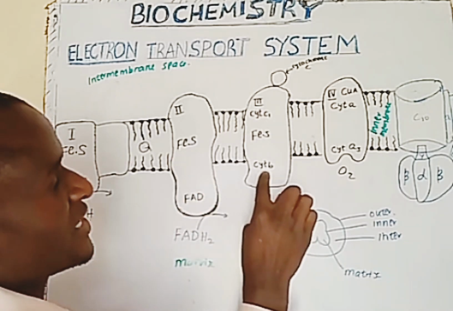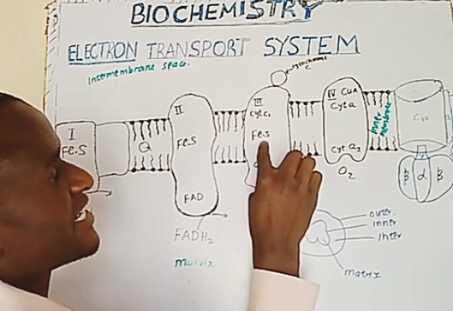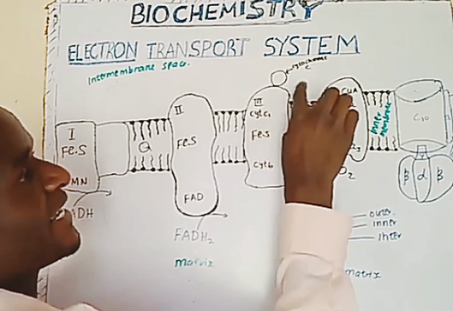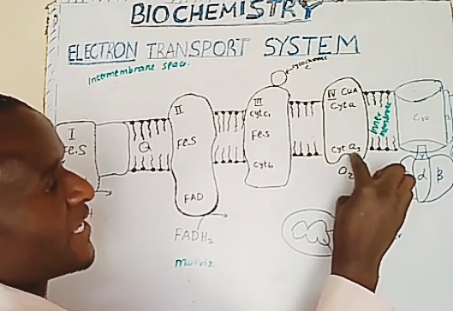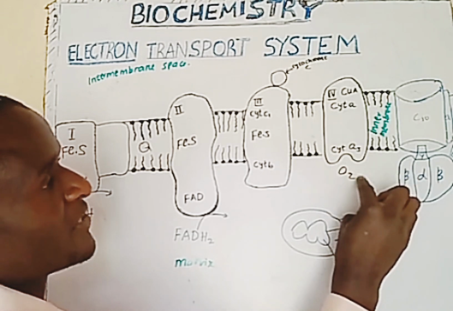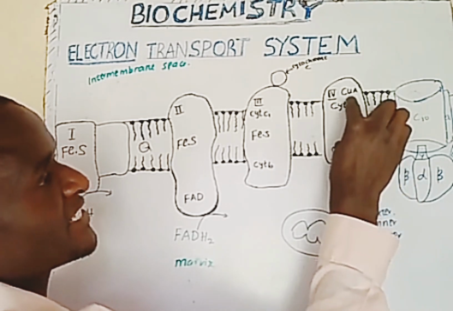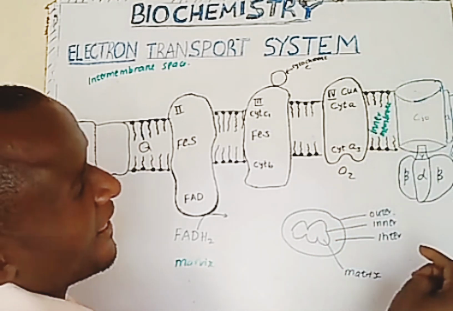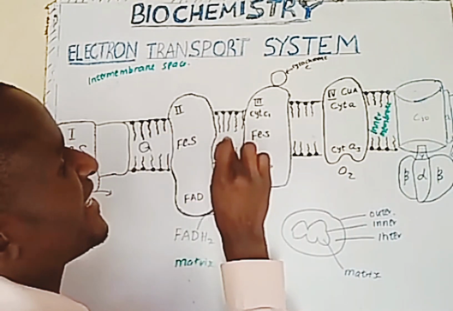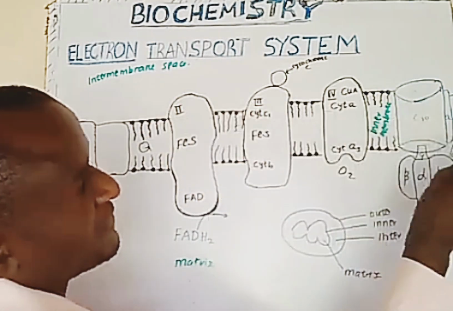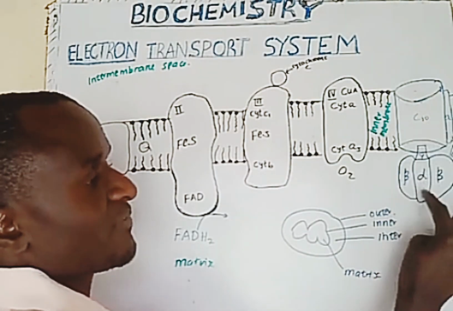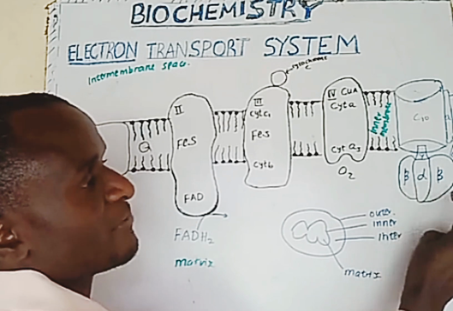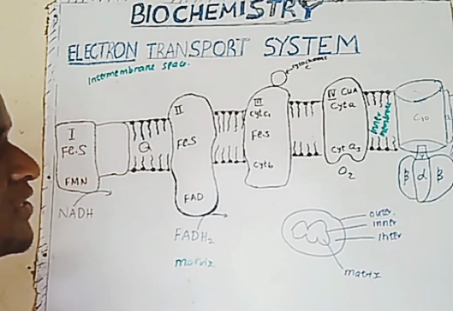Complex 3 has cytochrome b, iron sulfur center, cytochrome c1, and cytochrome c. Complex 4 has cytochrome a3. This is the oxygen molecule. This is cytochrome a. This is the copper center. Then this is the inner membrane of the mitochondrion. Then ATP synthase has various parts. That is C10. It has beta subunits and alpha subunits. And also we have the gamma stalk.